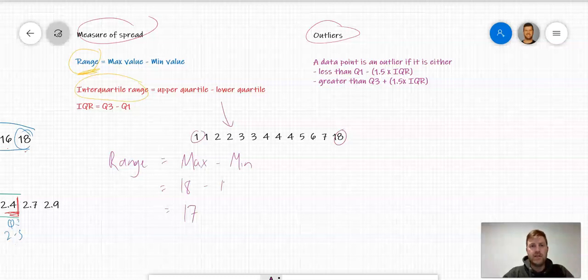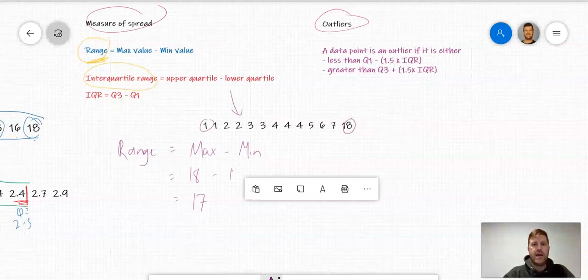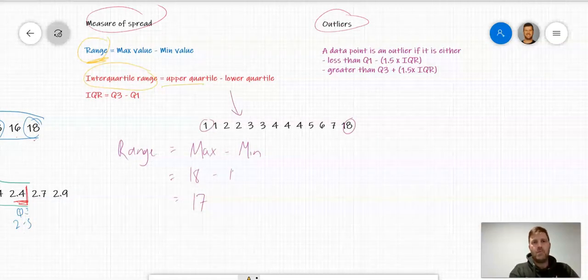Now, the interquartile range is actually, it says here, the upper quartile minus the lower quartile. And the shorthand way of writing interquartile range is IQR. The shorthand way of writing upper quartile is Q3, lower quartile Q1. So IQR is equal to Q3 take Q1. So what we need to do now is actually work out Q3 and Q1.